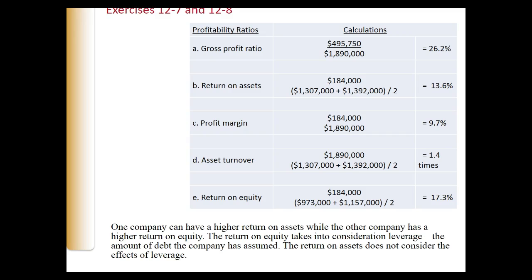Then as we move on to the various profitability ratios, take a moment and look through these various ratios. One company can have a higher return on assets, while another company has a higher return on equity. The return on equity takes into consideration leverage, the amount of debt the company has assumed, where the return on assets does not consider the effects of leverage.